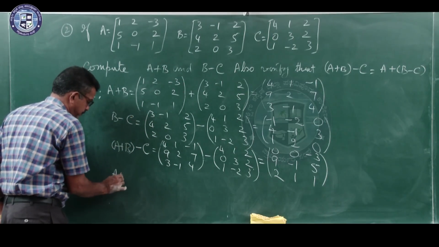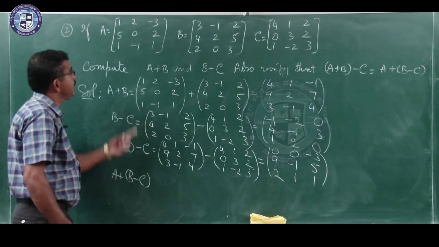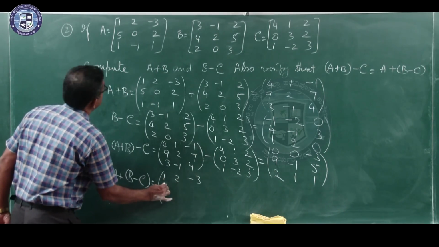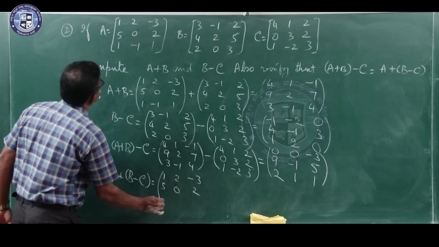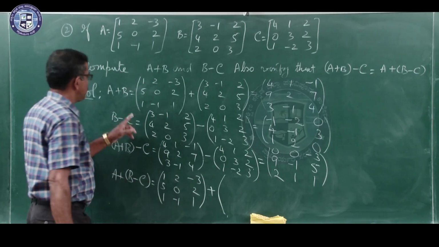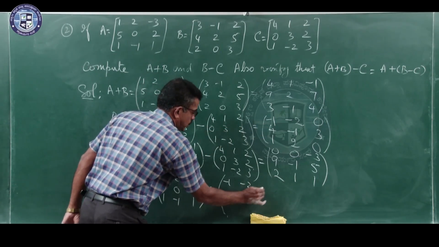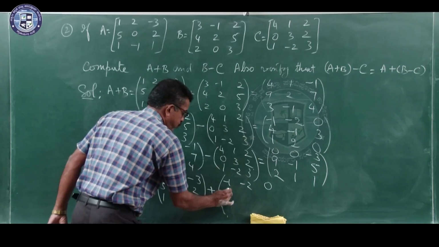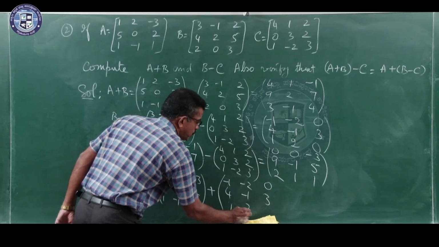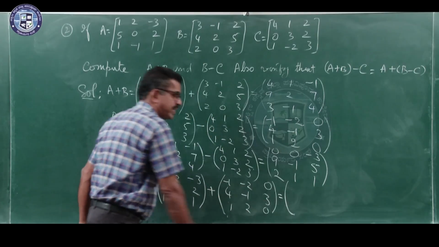It is A plus B minus. That means, first let me write A here. A means this one. So that is nothing but a matrix 1, 2, minus 3, 5, 0, 2, 1, minus 1, 1. Plus, what is B minus C? B minus C we have found here. Final answer. So let me write. It is minus 1, minus 2, 0, 4, minus 1, 3. And we expect here 1, 2, 0. Correct? Yes. Now please tell me what you expect here.